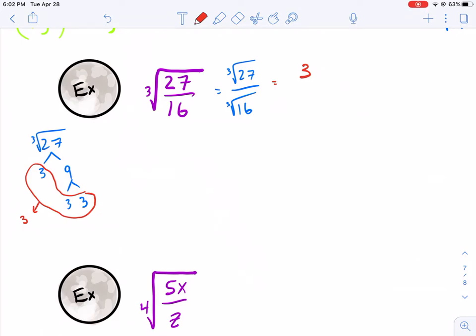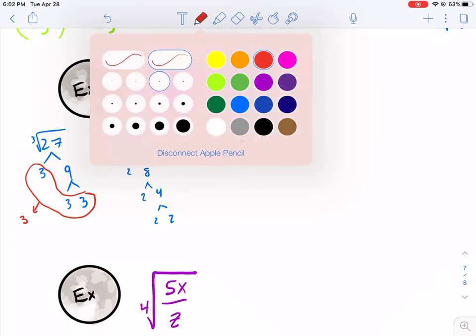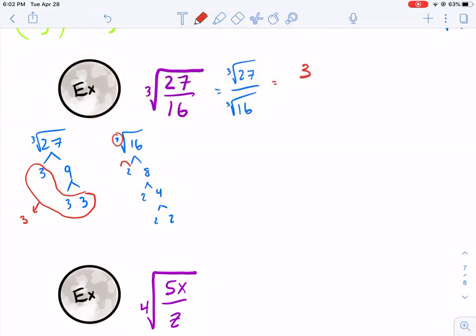Now we're going to take the cube root of 16. So again, this is the cube root of 16. We're going to again use a factor tree to 4. I like putting the prime factors on the left. Again, because the index is 3, we're looking for anywhere we see 3, and this time we have one group of 3, and then we have 1 left over. So what do we do?